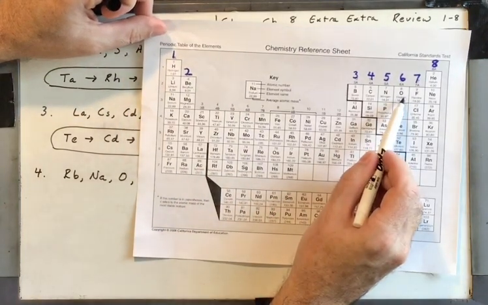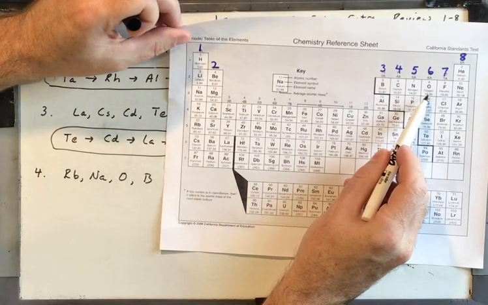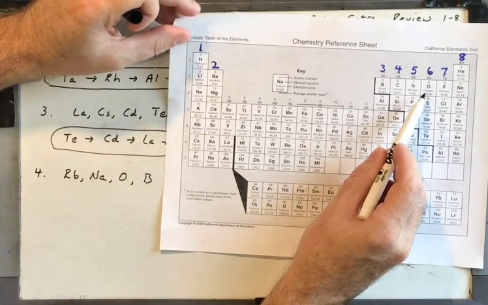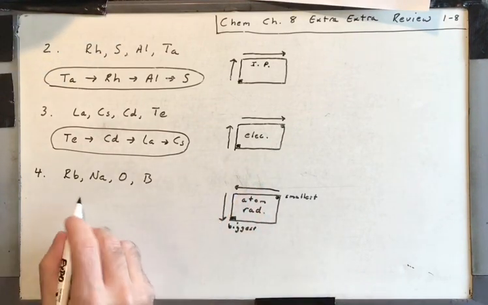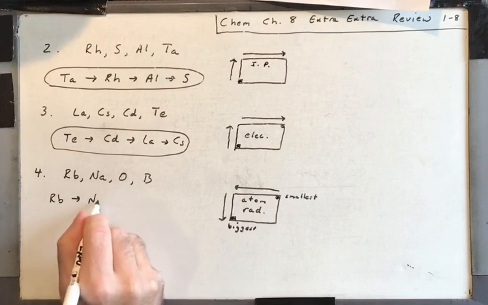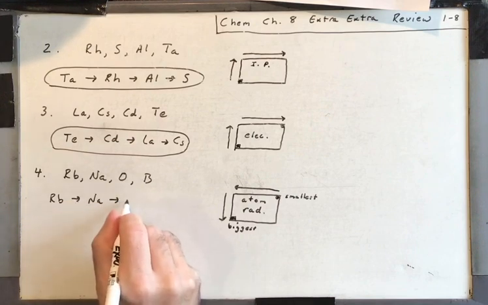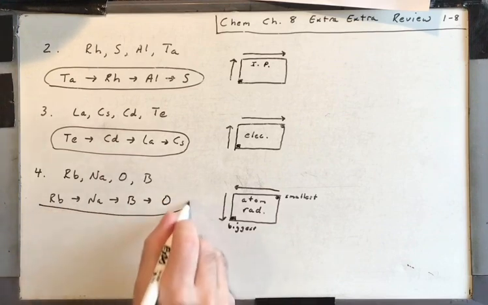Oxygen way over here, small. And boron also small. Oxygen's going to be the smallest. So reading the question again, we're going from the biggest to the smallest. So the biggest is going to be rubidium. Then sodium would be the next biggest. Then boron. And then oxygen would be the smallest.